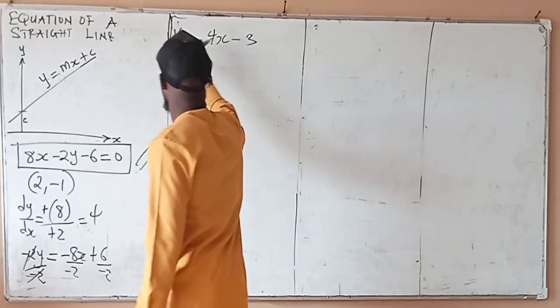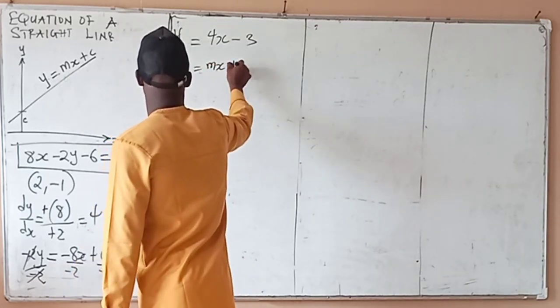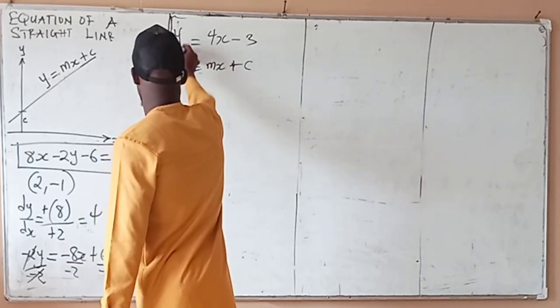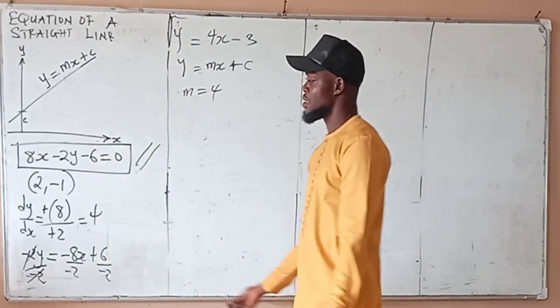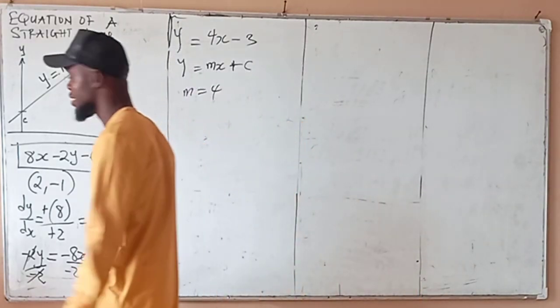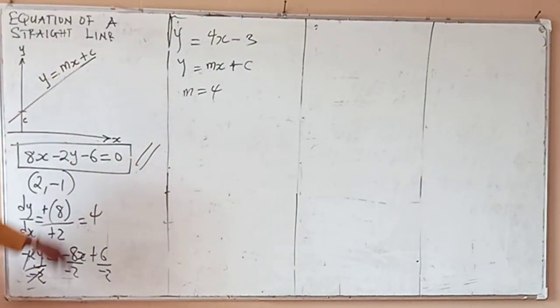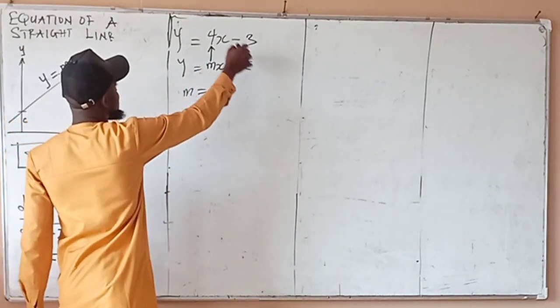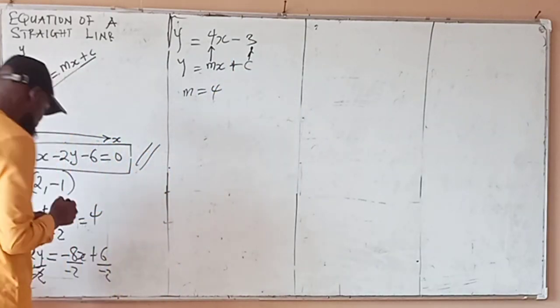The next thing we do is compare this to y equal to mx plus c. So m is equal to 4 as well. You see that: either you differentiate to get the answer directly, or you make y the subject of the formula and compare. So m is equal to 4, and the intercept is equal to minus 3.